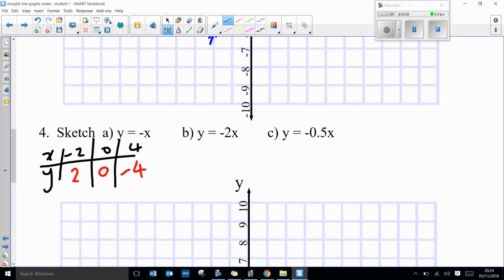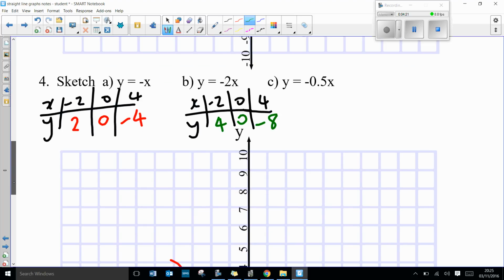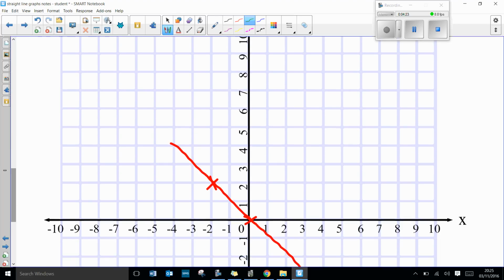Y equals -2x. So -2 times -2 gives +4. 0 times -2 would just be 0, and -2 times 4 is -8. So -2, 4 is our first coordinate, 0, 0, and 4, -8.